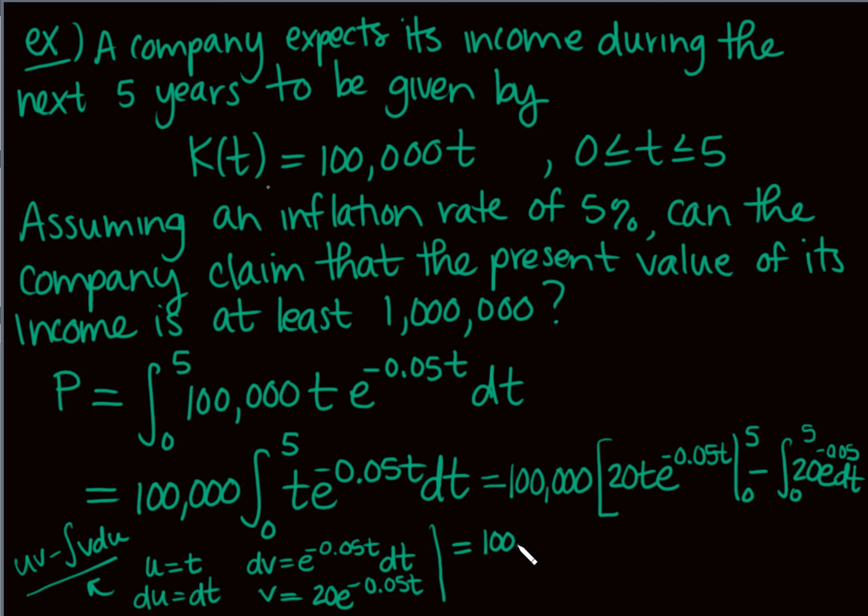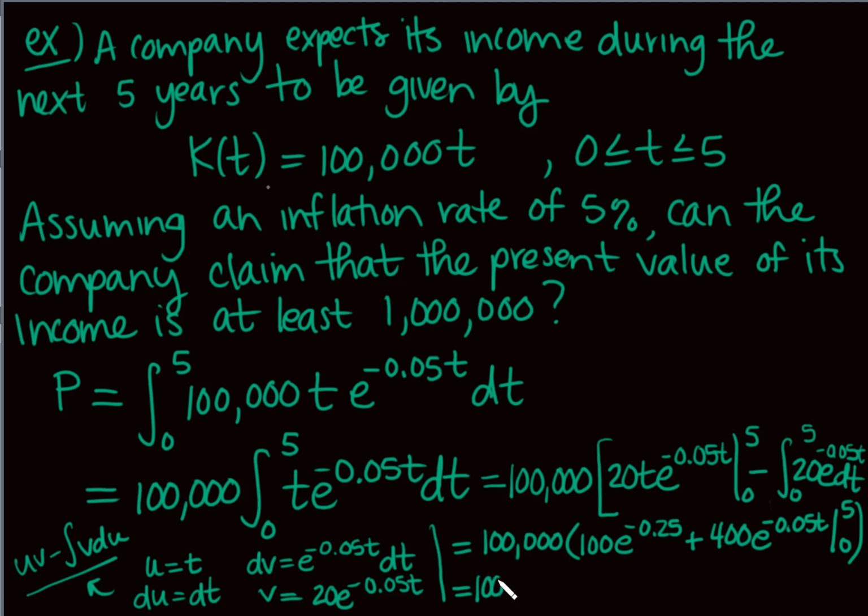All right, so what I get, 100,000. If I plug in the 5 here, I'm going to get 100 e to the negative 0.25. If I plug in the 0 into this t, that just goes to 0. And then if I take the antiderivative here, when I divide by the negative 0.05, I'm going to get plus 400, because that's another 20, e to the negative 0.05 t, evaluated from 0 to 5.